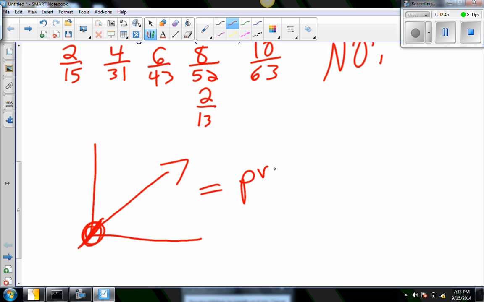So if you're looking at a graph, and first of all, if it's not a straight line, it's automatically not proportional. Plus, if it does not go through the origin, it can't be proportional either. So those are just two things to keep in mind when you're looking at a graph, trying to figure out if it's proportional or not.